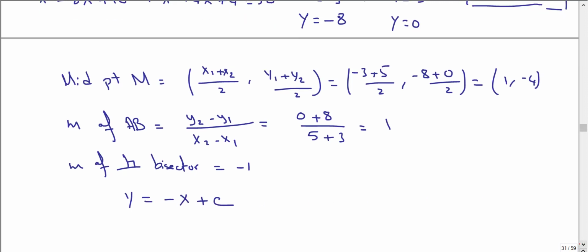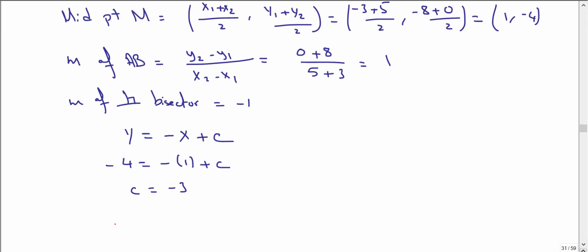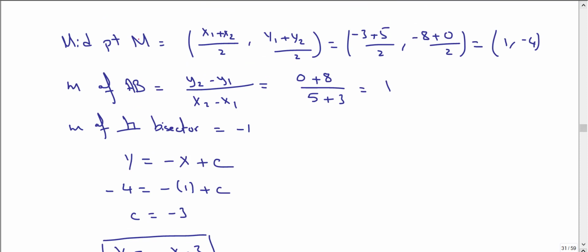Use the point. So it's minus 4 equals minus 1 plus c. That's negative 3. So c will be negative 3, which means the equation will be y equals negative x, negative 3. That's the equation of the perpendicular bisector. Are you following, Adam? Yes, sir. That's part B.